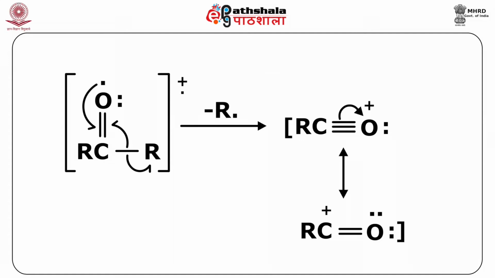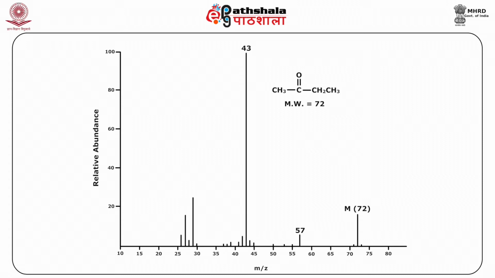The larger of the two alkyl groups attached to the carbonyl group appears more likely to be lost, in keeping with Stevenson's rule. Now you can see the reactions involved in the fragmentation of ketones over here. For aliphatic ketones, the fragmentation pattern shows peaks at M-15, M-29 and M-43. Now you can clearly see this here in the case of the mass spectrum of butanone. You can see the molecular ion peak followed by its fragment ion peaks.